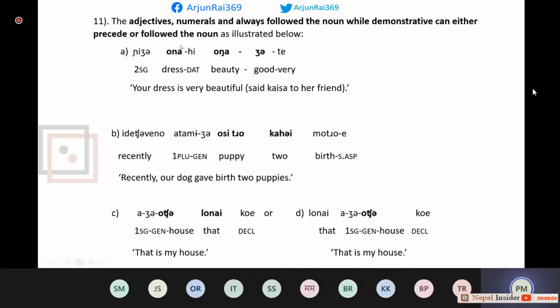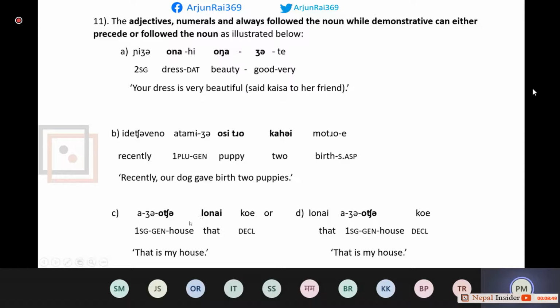So, in Maola, the adjectives and the numerals always follow the noun. As in example A, we can see here onna is the dress, which is the noun, and then onnaj, which is the adjective, where the adjective follows the noun. And also here ositro is the puppy, that is the noun, and kahi is the two, which is the numeral, where the numeral follows the noun.